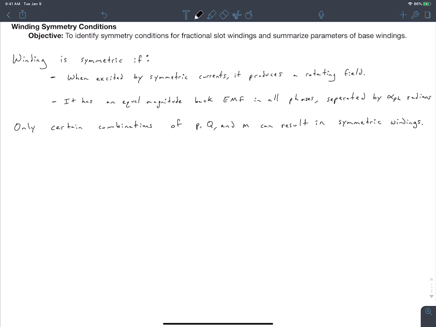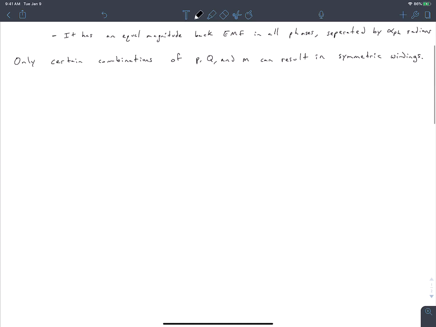And so the first part of this video is deriving, or rather summarizing, those symmetry conditions so that you can use it as the first step in any design process. Before you bother laying out your winding, you'll test whether the winding can satisfy the symmetry conditions. And these symmetry conditions can be summarized as two requirements.